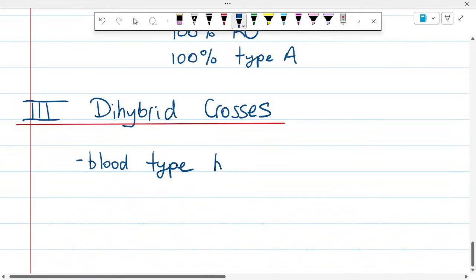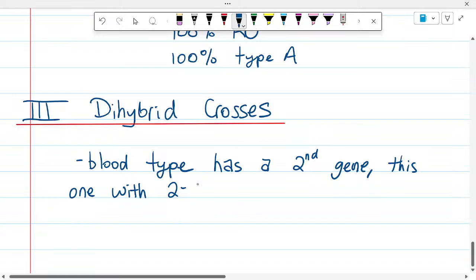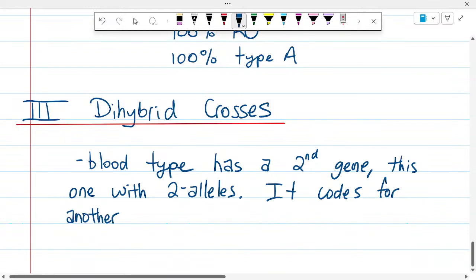A second gene, this one with 2 alleles. It codes for another marker called the Rh factor. But this one is a whole different gene. It's called the Rh factor because it was discovered in monkeys, and I never know how to say that word. Anyway, we just call it the Rh factor.